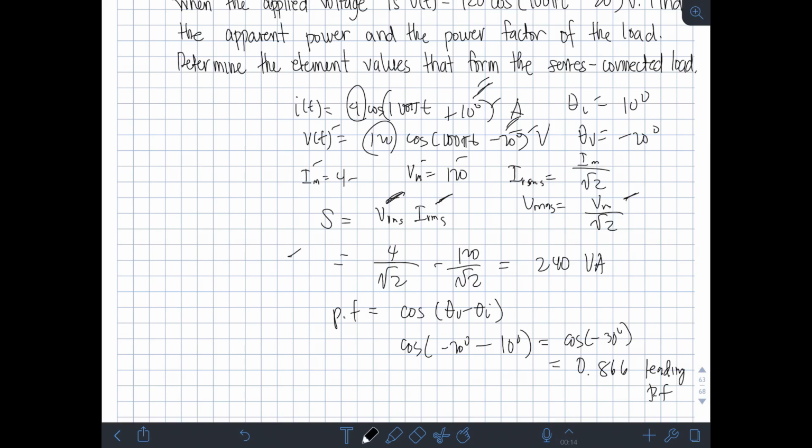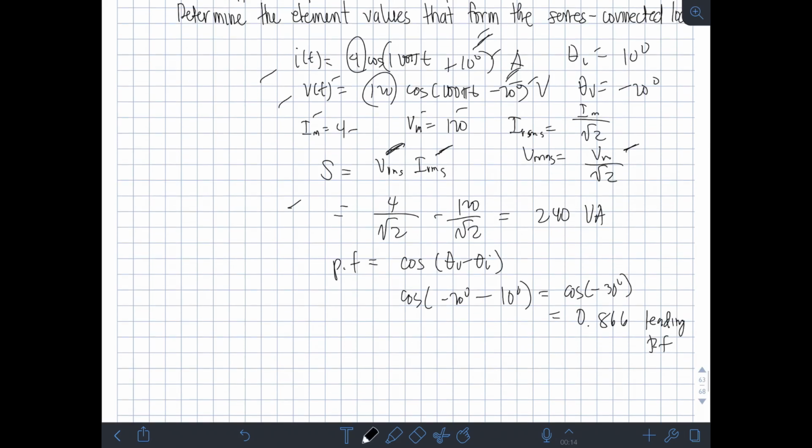Now, determine the element values that form the series connected load. So, hanapin daw natin yung pinaka-load. Kasi yung given lang is yung current tsaka yung voltage. So, using yung formula natin for impedance, right? Z is equal to V over I. So, meron naman tayong given na current tsaka voltage. So, gawin na lang natin tong phasor form. So, yung current is 4 angle 10 degree. So, ito si current. Si voltage is equal to 120 angle negative 20 degree.